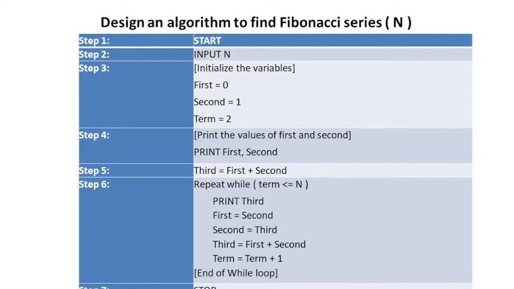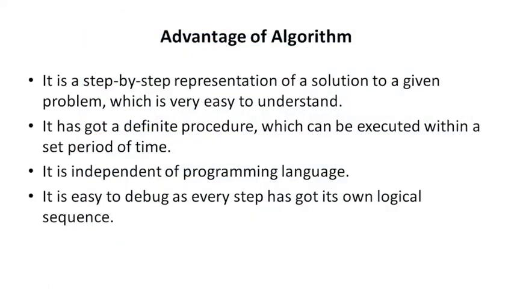Then repeat while the term is less than or equal to n. Print third, first is equal to second, second is equal to third, third is equal to first plus second, term is equal to term plus 1. End the while loop and stop. So these are the few algorithms that we have to design. We got to know that.